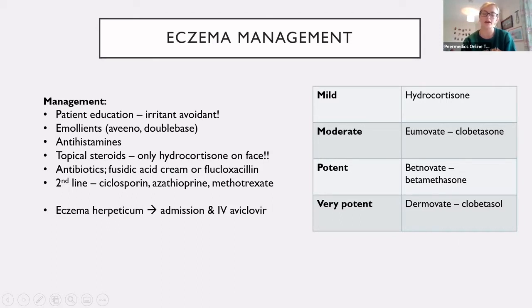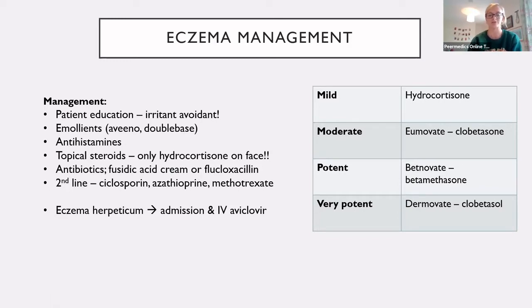Usually start on a higher potency one for less amount of time than using a mild one for a long time to try and clear it. And just to note as well that you can only use mild on the face, so hydrocortisone only on the face and other thin areas of the skin like genitals as well. As I said before, the fusidic acid cream for the discoid eczema or just eczema that looks infected, you can obviously get bacterial infections on top of eczema too. So if it looks particularly red and angry or pussy or the patient's unwell with it.